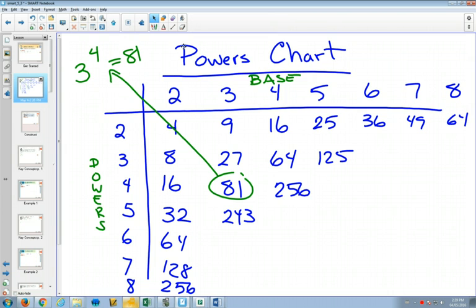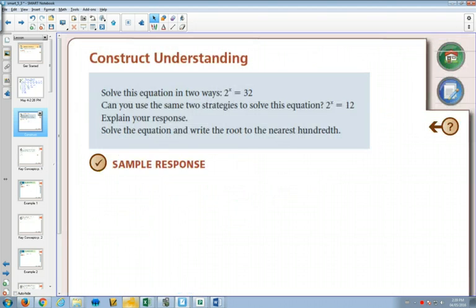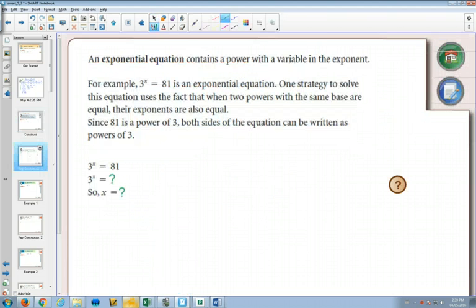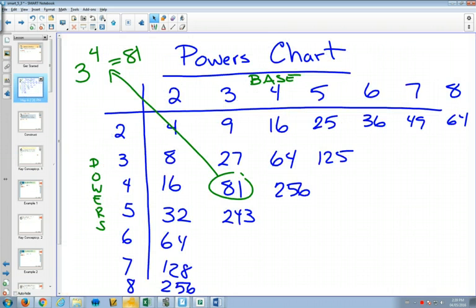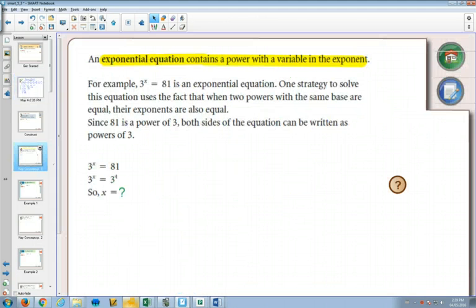Now if we move forward to example 1, we can highlight what an exponential equation is. It contains a power, and there's a variable in the exponent part. So you'll get a question like this: 3 to the x equals 81, and that's where your powers chart is helpful. You go to your powers chart. Where do I have 81? When I have a power of 4. So x has to be equal to 4.